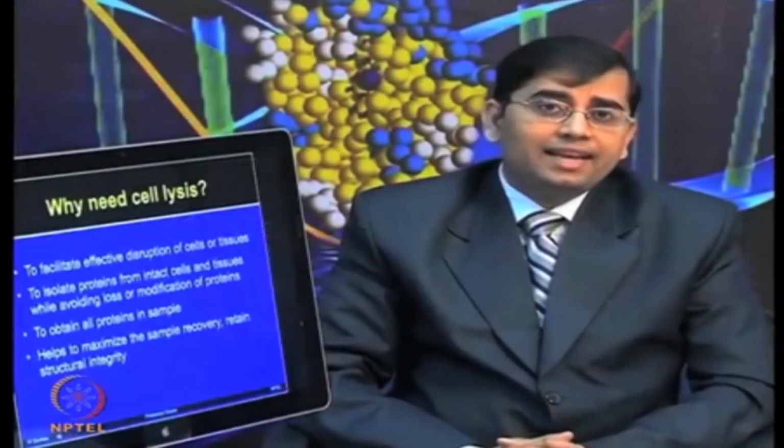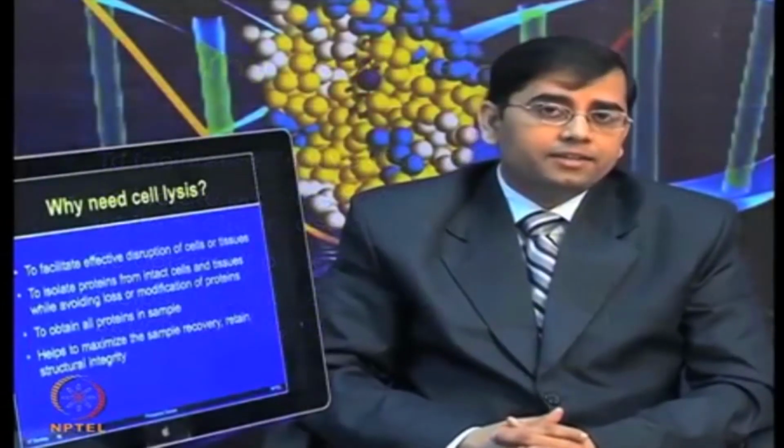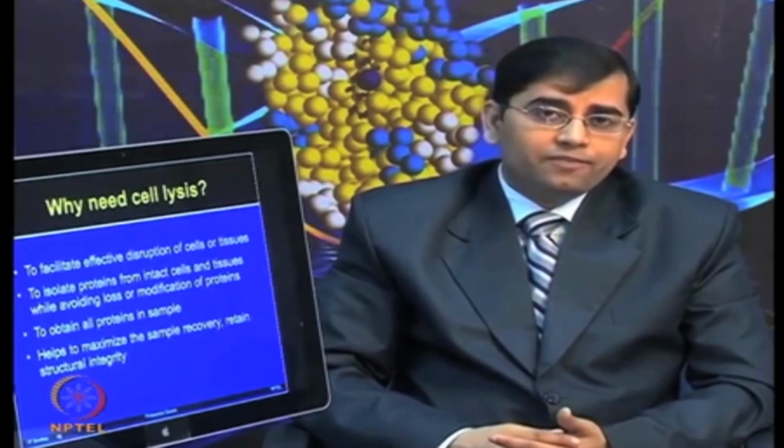So, why do we need cell lysis? To facilitate the effective disruption of cell or tissue, to isolate the proteins from intact cells and tissue while avoiding the loss or modification of proteins, to obtain all the proteins which are present in a given sample, and to help to maximize the sample recovery and retain the structural integrity. So, cell lysis is very important due to all of these factors.